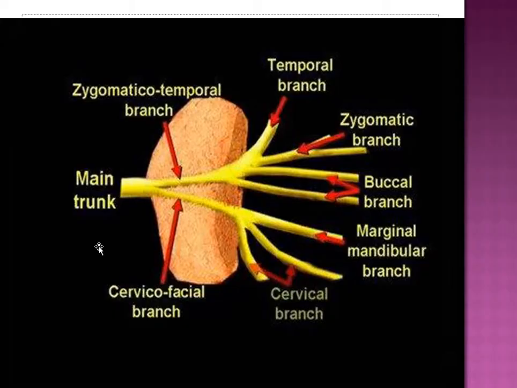So here we can see how the main trunk is dividing into the zygomatico-temporal branch and a cervicofacial branch, which is further divided into 5 branches.